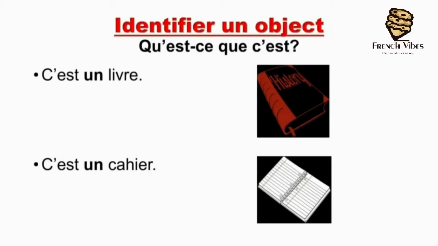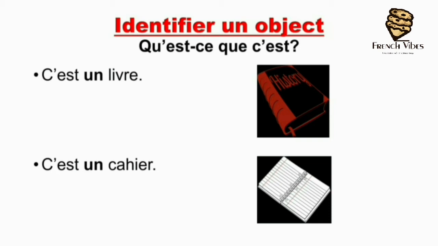Identifier, un objet. Identifier, to identify. Un objet, an object. When we don't know what a particular object is, we usually ask what is it or what is this, right? So in French, you can ask Qu'est-ce que c'est? Which means what is it or what is this? And when you have to answer this question in a complete sentence, you will answer it with c'est, which means it is. Usually this word is pronounced as c'est, but here in the examples, as it is followed by a vowel, it will be pronounced c'est-t.